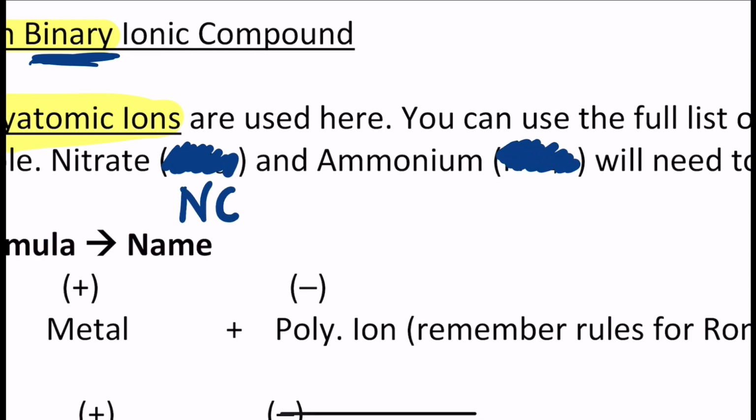Nitrate is NO3 with a 1 minus charge. What that means is that in a single nitrate ion, there's 1 nitrogen, there's 3 oxygens, and the entire ion has a -1 charge. So that's what that means. It does not mean there's 3 nitrates. A single nitrate ion looks like this. It's like a group of ions. It has to stay together.